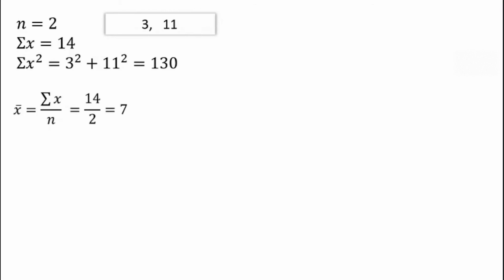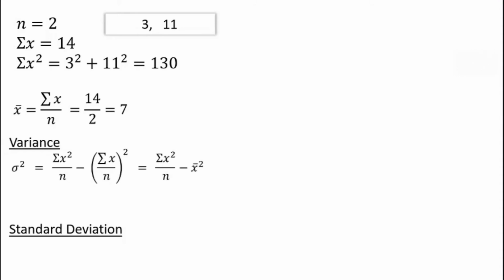Okay, let's revisit those two examples. So firstly, 3 and 11. I can generate these summary statistics. N equals 2, sum of X is 14, sum of X squared, 130. X bar is still 7. So if I was to calculate the variance, I'll just need to substitute these values into the formula.